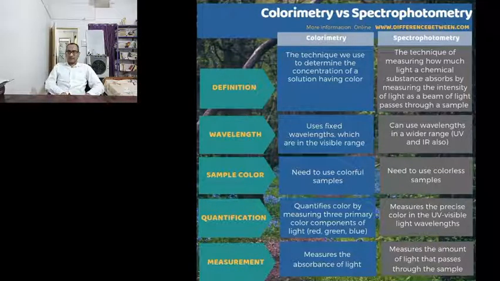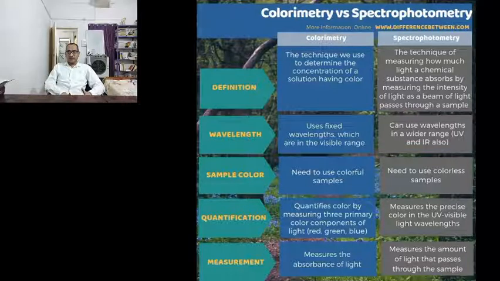So in the figure you can see this is the definition, the technique we use to determine the concentration of a solution having color. Spectrophotometry is the technique of measuring how much light a chemical substance absorbs by measuring the intensity of light as a beam of light passes through the sample. Wavelength: colorimetry uses fixed wavelengths which are in the visible range, and a spectrophotometer can use wavelengths of a wider range.